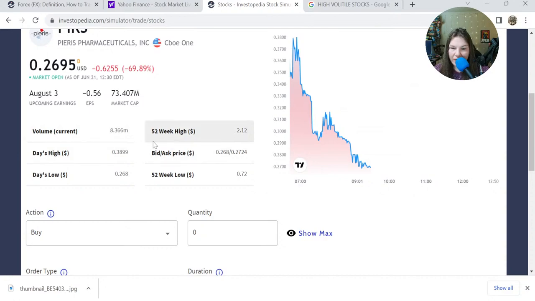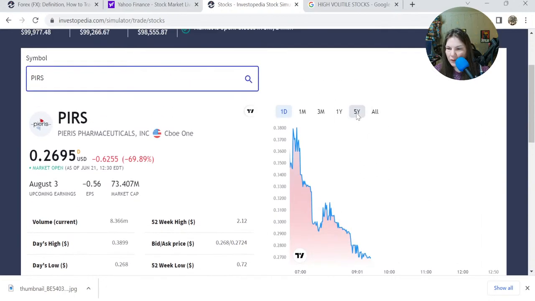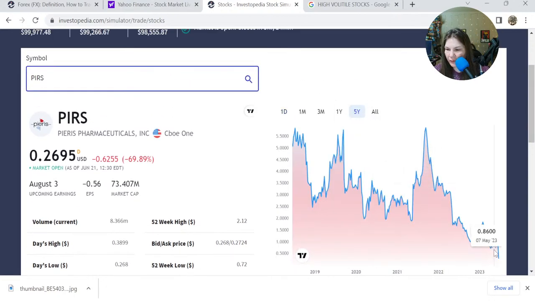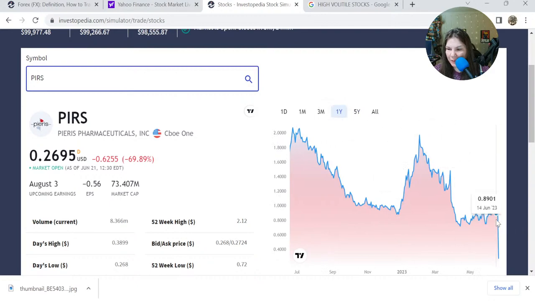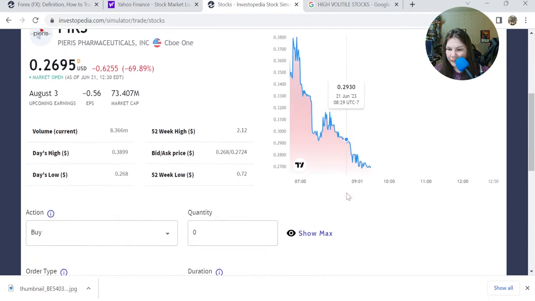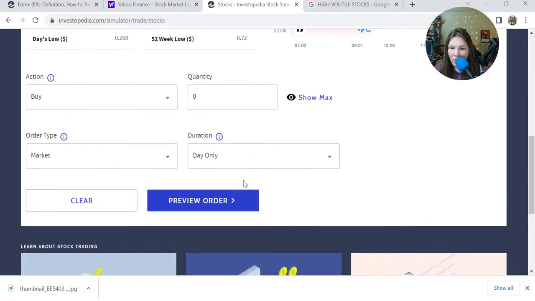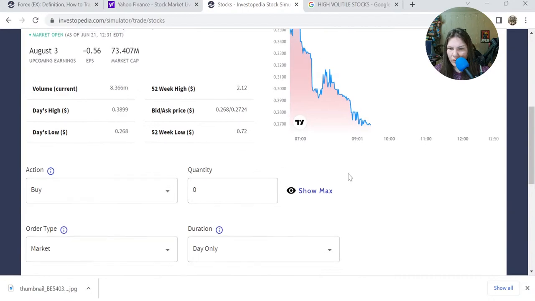It used to be, 52-week high, 212. So it's always been low. Let's look at their five-year. Where did they go down from? They've been all the way up here at $5. I don't know. It looks like somebody pump and dumped this, huh? They bought some right here at the end when they knew it was going to go away. Because it sure went down really quick today. It went down 62 cents. It used to be 80 cents. Now, wow. I wonder why.